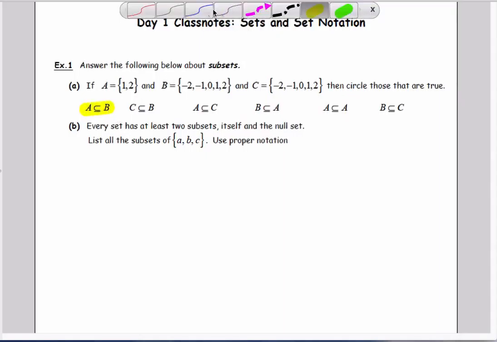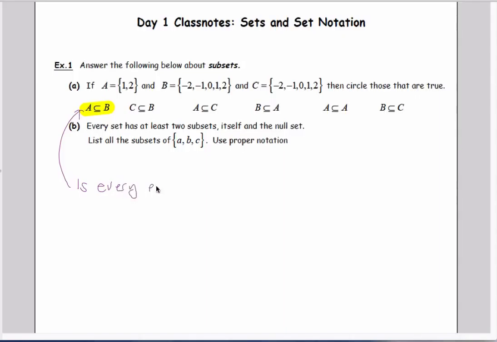This you have to check, is every element in set A also in set B? If the answer is yes, then this statement is true. 1 and 2 is in set A, and here's 1 and 2. So every element in set A is also in set B, so A is a subset of B, so that is true. And we're going to do the same thing.